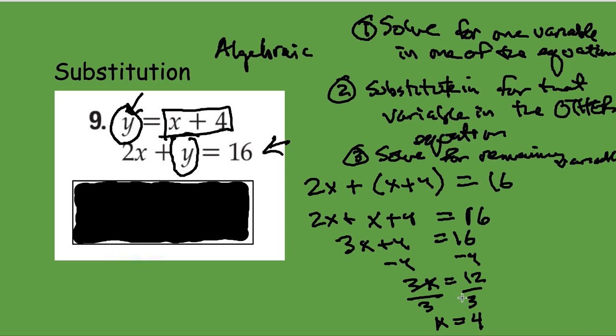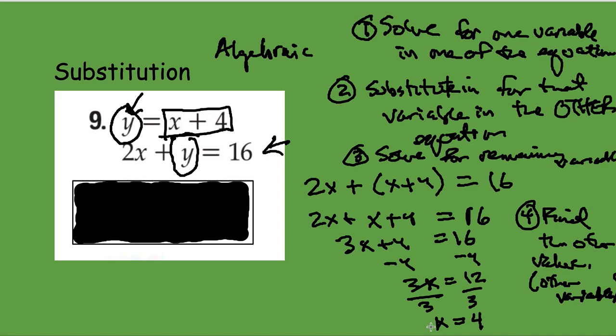Once you get that, the last step is you take your x value, or whichever value you solved for, and plug that into one of the other equations. It doesn't really matter which one. And then you find the other variable. So solve for the remaining variable and find the other value of the variable. Hopefully that makes some sense to you guys.